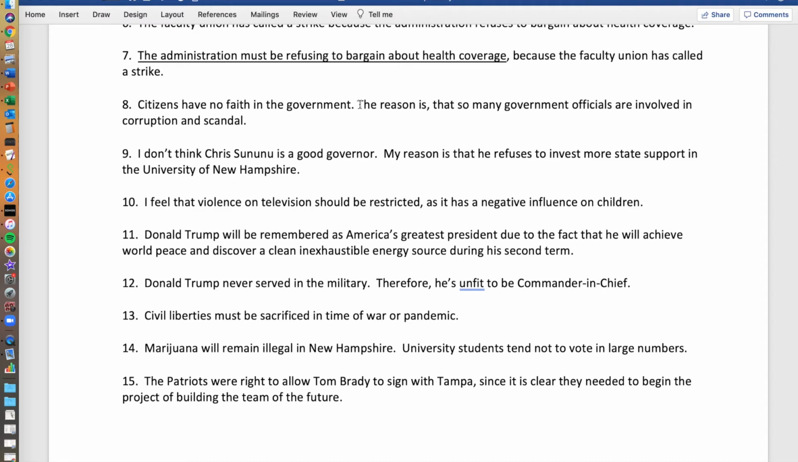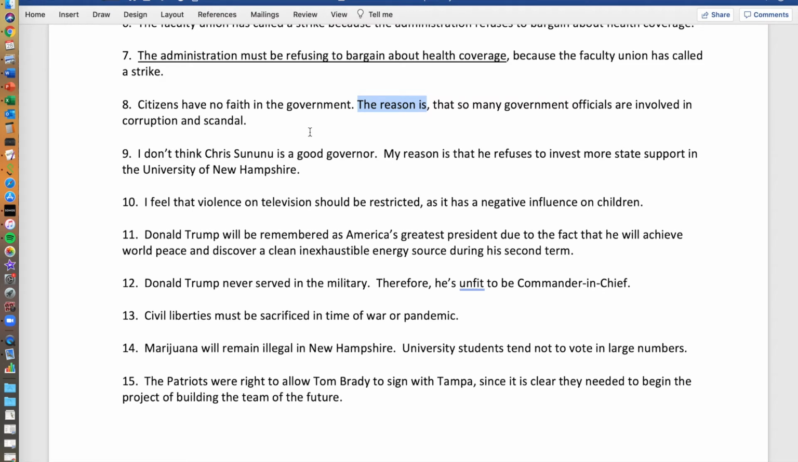Because we see here the reason is, and that might tell us this is an indicator of argument. And if it was, it would have to be, again, the second statement here, so many government officials are involved in corruption and scandal, is the evidence. That's what would follow an indicator like the reason is, right? Which means that the first sentence or the first statement would have to be the claim. Citizens have no faith in the government. But if you look at the alleged evidence here, the evidence doesn't actually prove that the claim is true, right?